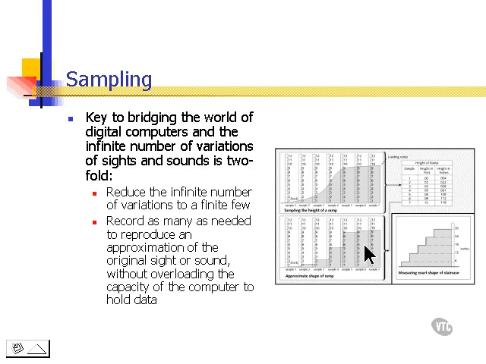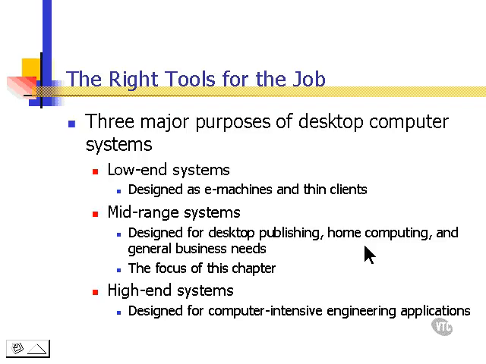But we have to have the right tools for the job. There are three major purposes of desktop computer systems. There are low-end systems, which are designed as e-machines and thin clients. There are mid-range systems, which will be the focus of this chapter, designed for desktop publishing and home computing. And then high-end systems, which are designed for computer-intensive engineering applications or for servers. So we're going to focus on the mid-range systems.